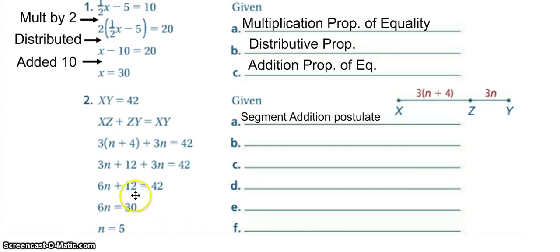Our first step here might be something that you've never seen before, so I figured it's worth talking about. We're told, our given is that the segment XY is equal to 42. So we know that from X to Y is 42, but we don't know what XZ is or what ZY is, but we know that it takes XZ and ZY to make XY. So we call this step the segment addition postulate, which is just saying that the segment XY is created by adding the segments XZ and ZY. Then keep moving on down your steps from there.